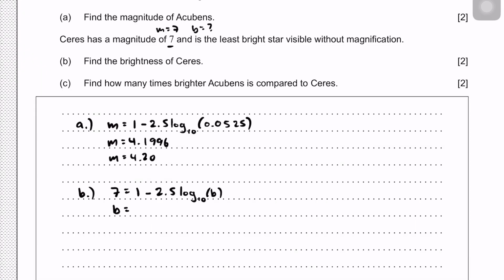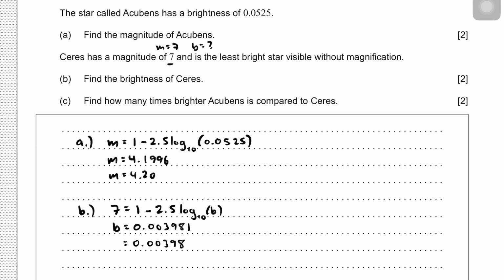So let's go back to the document and write that out. B is equal to 0.003981, or if we want 3 sig figs, 0.00398.